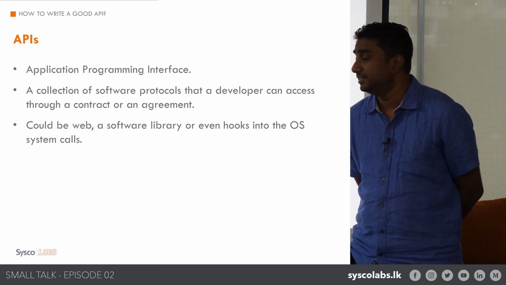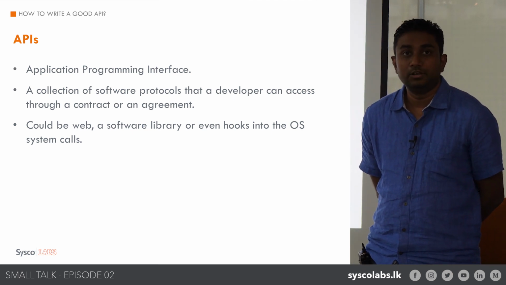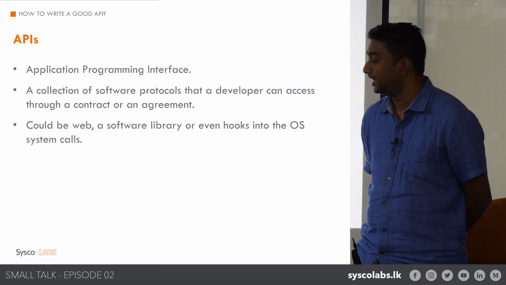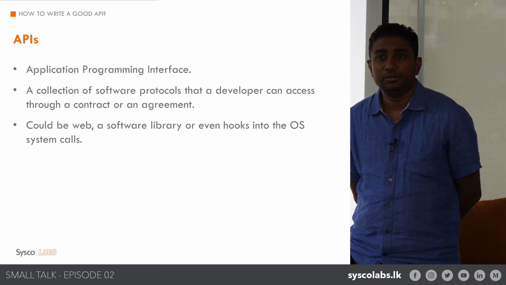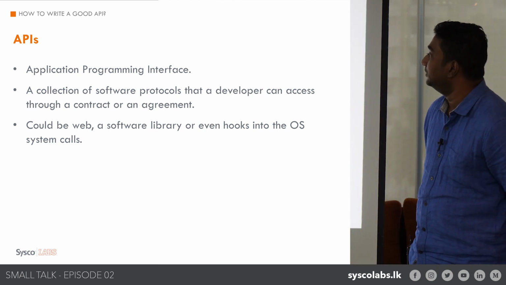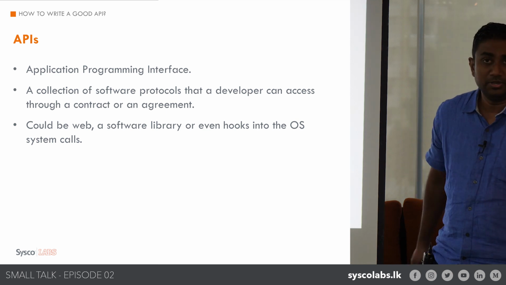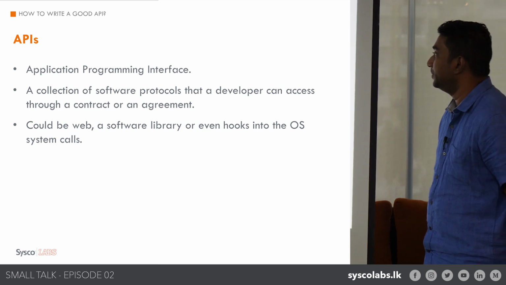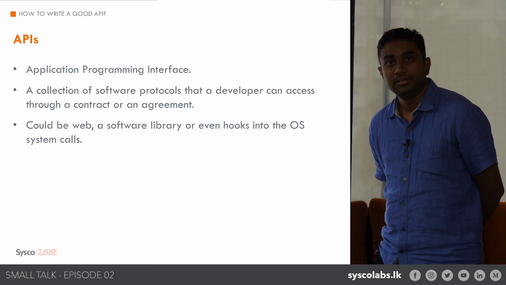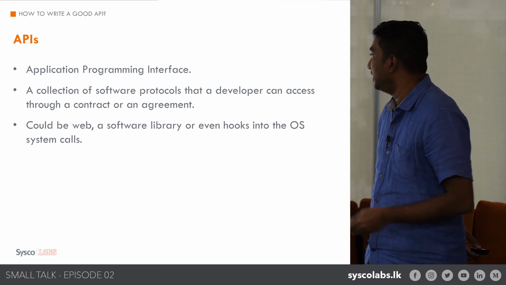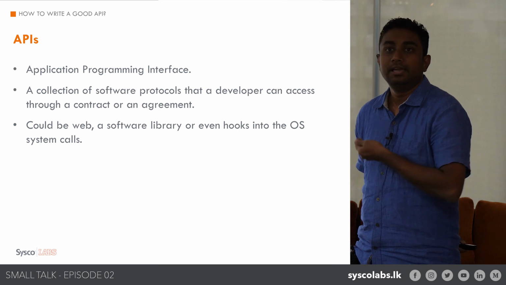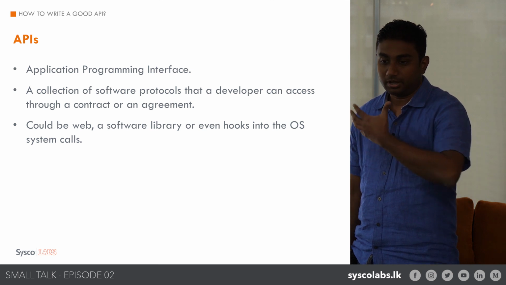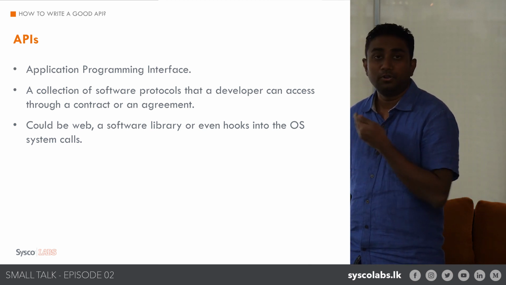And it could even mean things like basic OS level hooks that some people might use in order to extend the operating system functionality. So an API generally could be any of these levels, and it could be anything in between. A general definition I got here is a collection of software protocols that a developer can access through a contract or an agreement. That covers everything from REST APIs to software libraries to OS level hooks. So the points that I'm going to talk about today would be general points for all of these APIs.